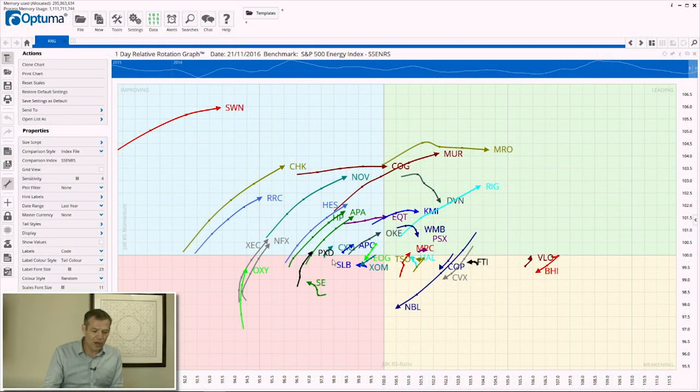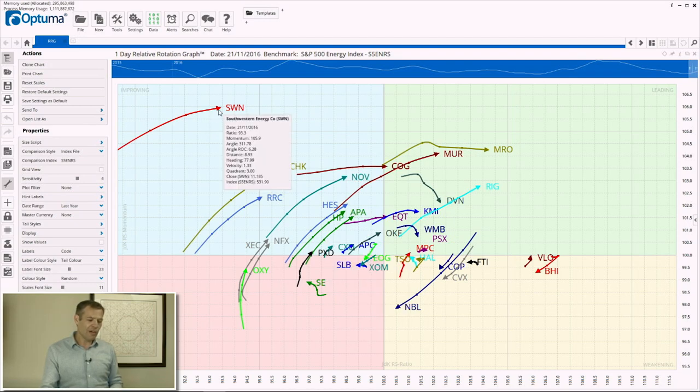So any one of these stocks here, ExxonMobil, of course, is the second or third largest company on the S&P. You expect that to be near the middle because it contributes so much to the energy sector and the sector index. Whereas out here, Southwestern Energy would be one that I'd be interested in, especially if I was looking for alpha. Maybe not so much now, it's starting to get a little bit long in the tooth already. But these are the types of things that I'm looking for.